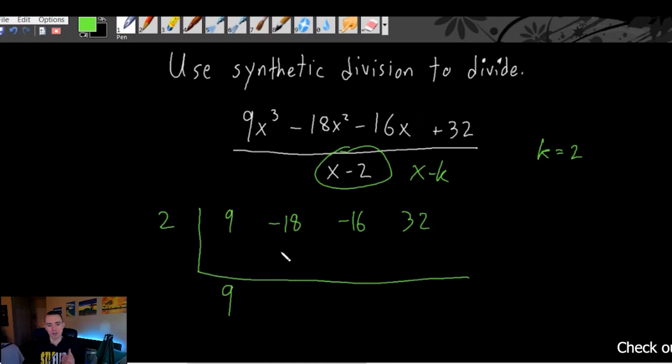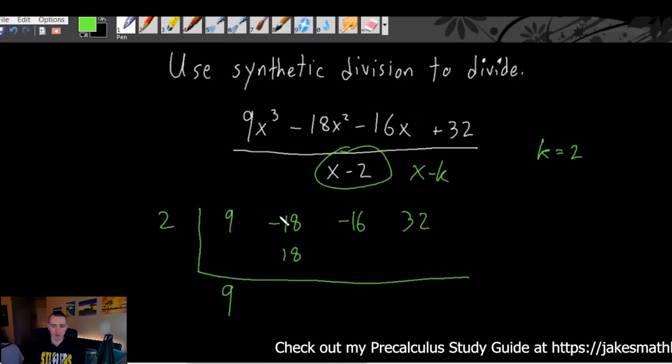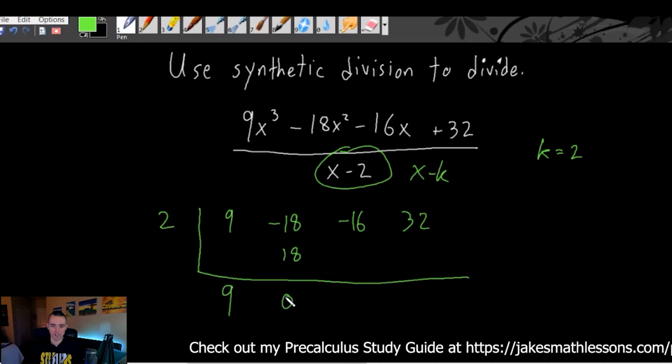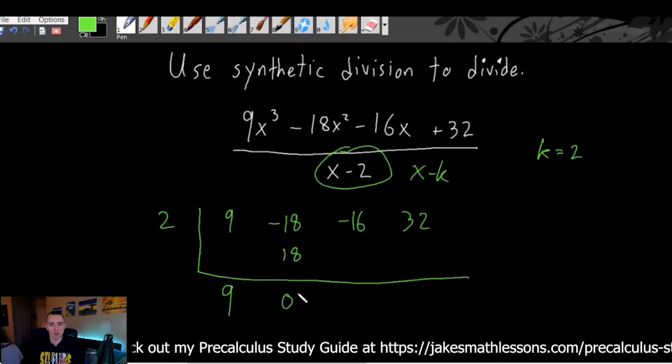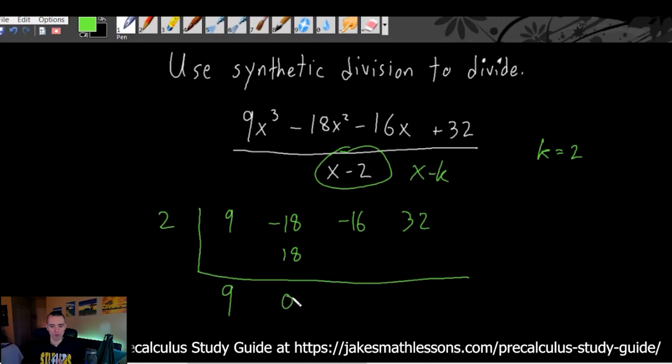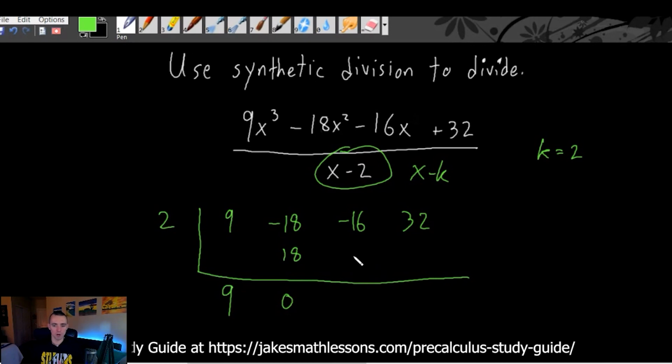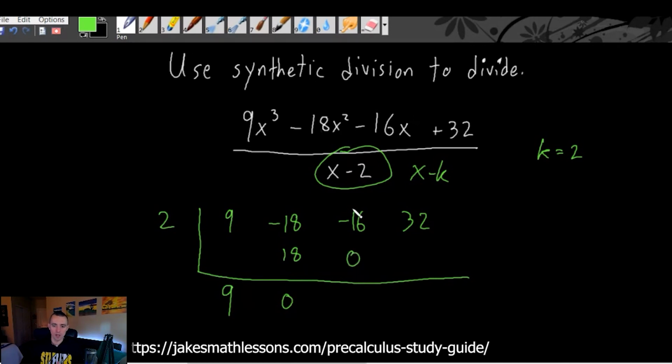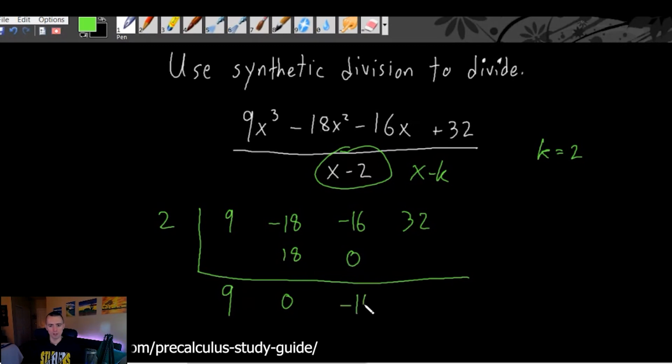Then you're going to go diagonal. So now we need to write a number here. That's just going to be the product of these two numbers multiplied by each other. So 2 times 9 gives us positive 18. Then negative 18 plus 18 gives us 0. Then diagonal, we're going to take the product of this number here, 0 times positive 2 gives us 0. Then we're going to add these two numbers in this column. So negative 16 plus 0 gives us negative 16. And then we move diagonal and do a product. So negative 16 times positive 2 gives us negative 32.